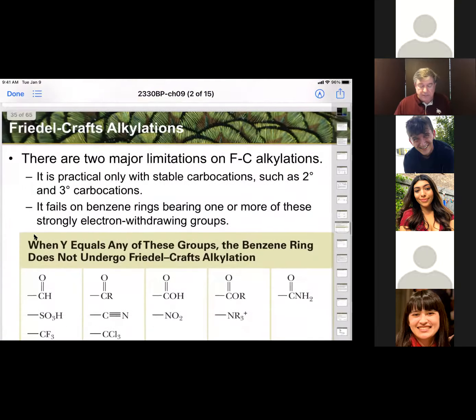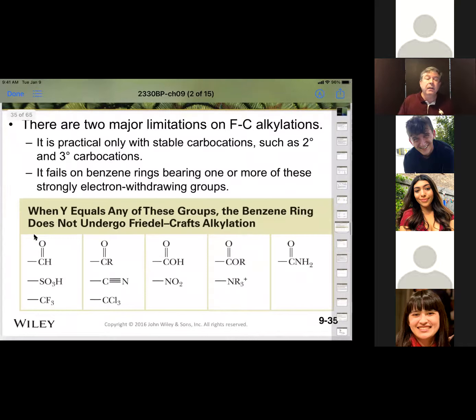The other thing that happens is that if there's anything on the ring that pulls electron density away from that ring, it won't work. When we think about things that pull electron density away from the ring, look for partially positive charges, like in the case of this carbonyl. We have a partially positive charge and a partially negative charge on that carbon-oxygen double bond. Because there's that partially positive charge, it pulls electrons away from the ring and it makes the reaction not work. Now, that's true for all of these species with the carbonyl here.